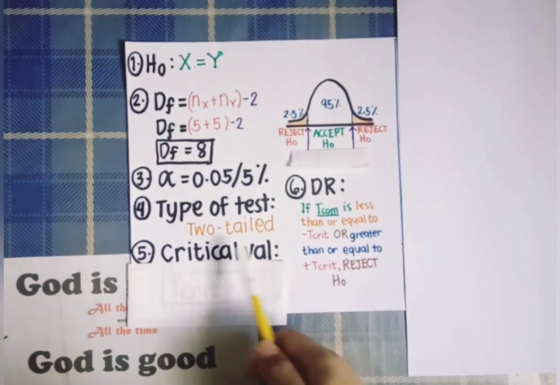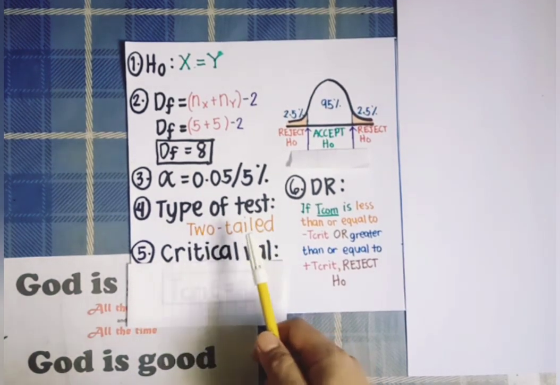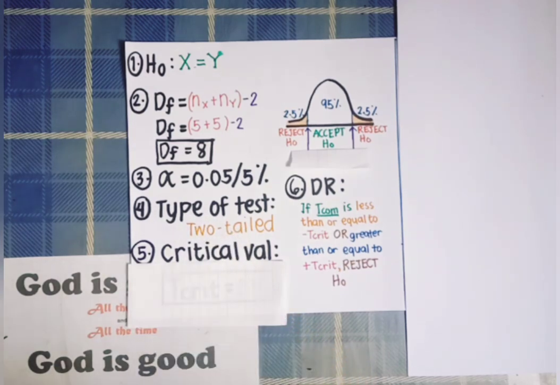And for the type of test, we have here two-tailed because we did not mention any direction or comparative adjectives in our null hypothesis. We did not say x is greater than y or y is less than x. We did not say that. We are not sure what will happen to our null hypothesis. So therefore, our type of test is two-tailed.